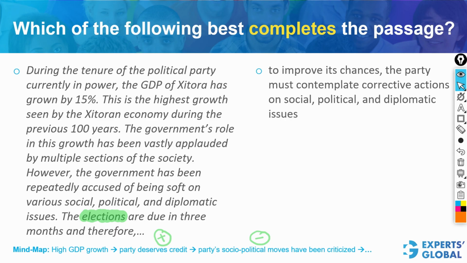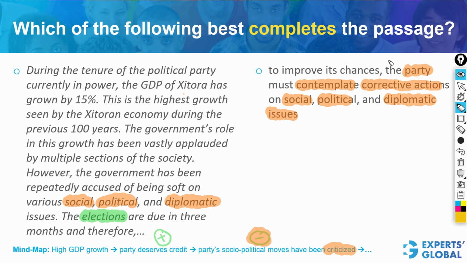One more answer choice here. This talks about the need for the party to contemplate corrective actions on social, political, and diplomatic issues. These are the same areas where the political party has been criticized. So, this answer choice caters to the negative part of the passage, but the answer choice says that all of this must be done to improve the party's chances. That means the party has a chance at the elections, and this answer choice is suggesting how the party can improve its chances. So, this answer choice is also catering to the positive part of the paragraph.